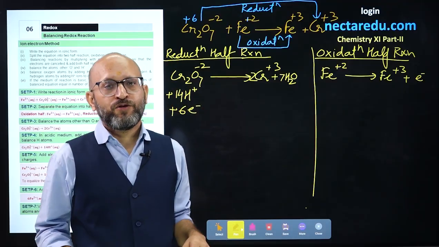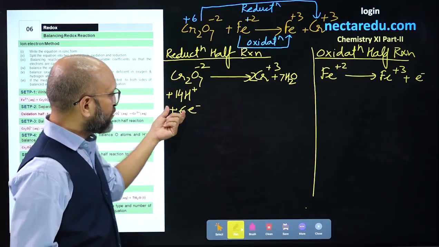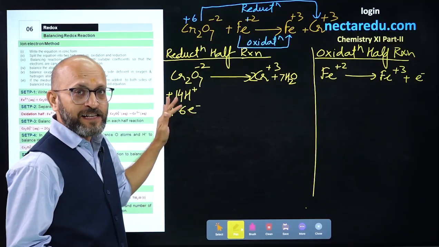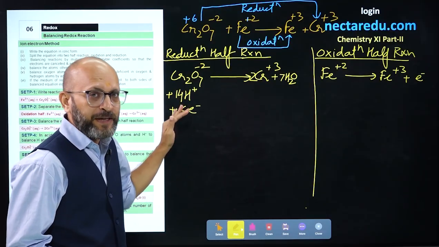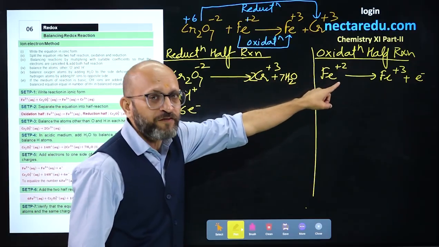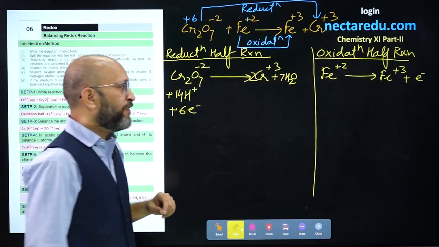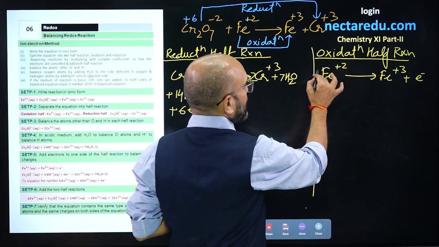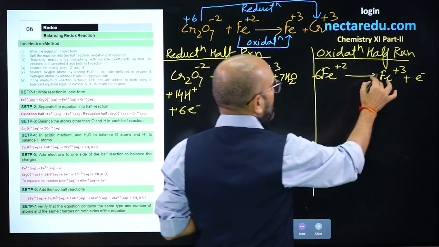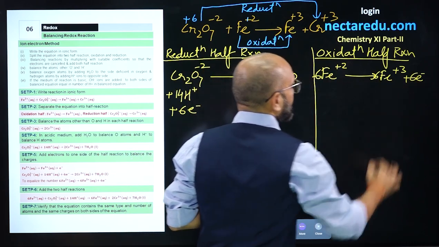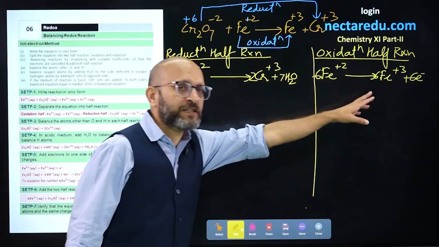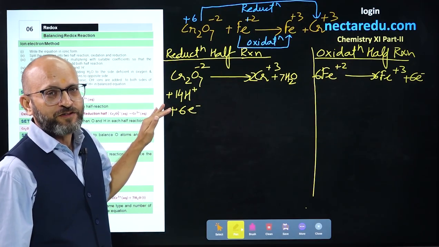Final step is to see how many electrons are getting added. Reduction is happening, 6 electrons are being added. So there should be a loss of 6 electrons that side. So we will multiply this reaction by 6. So you get this. There is loss of 6 electrons that side, and we have gain of 6 electrons this side.